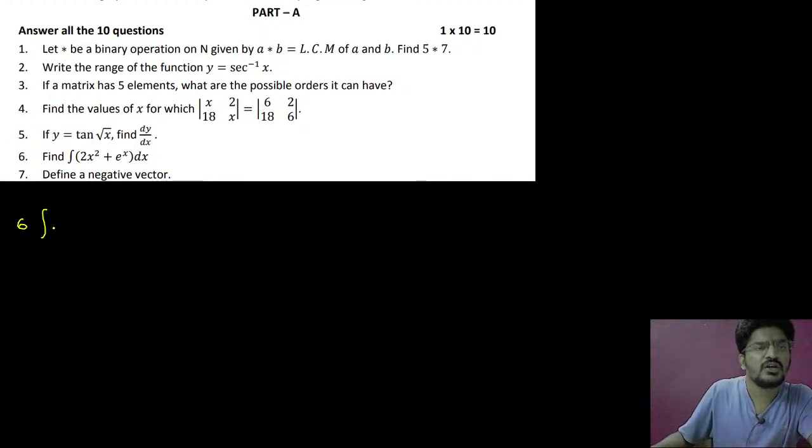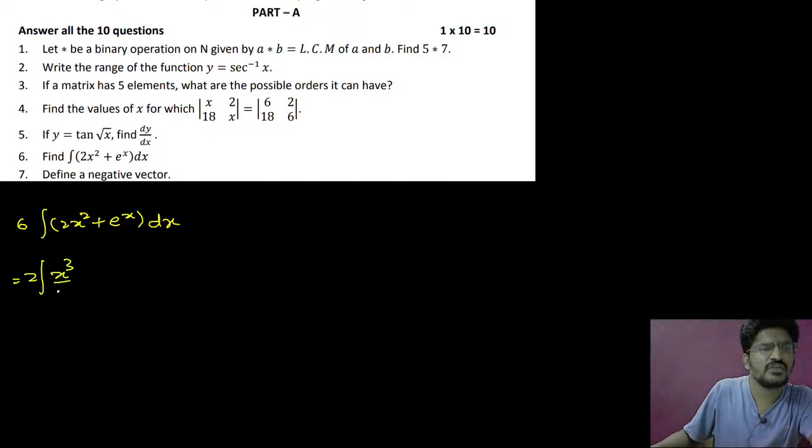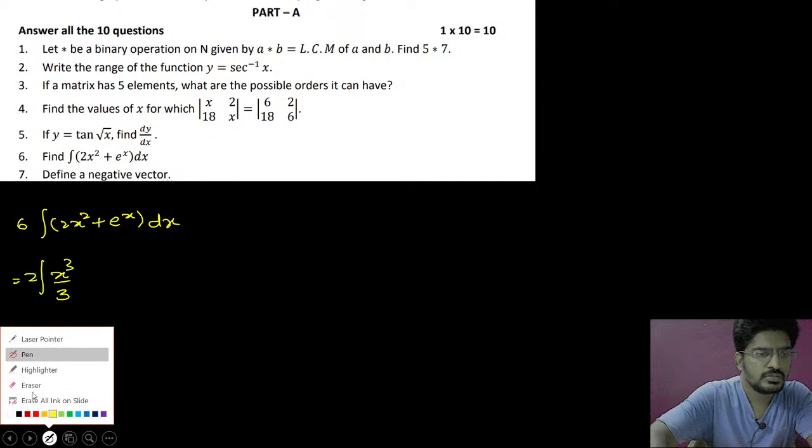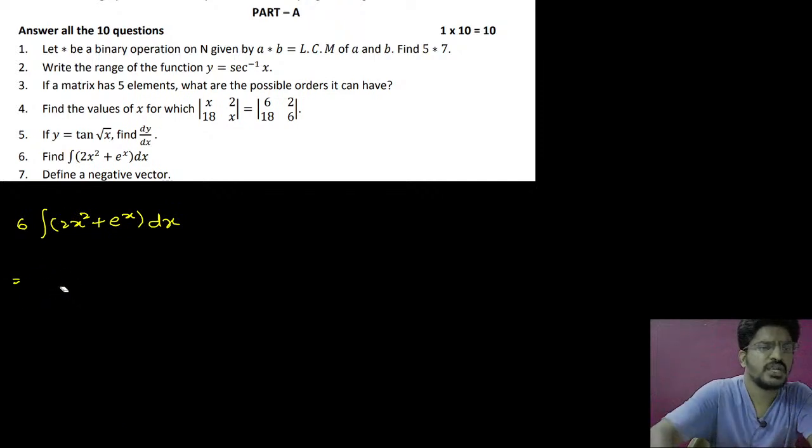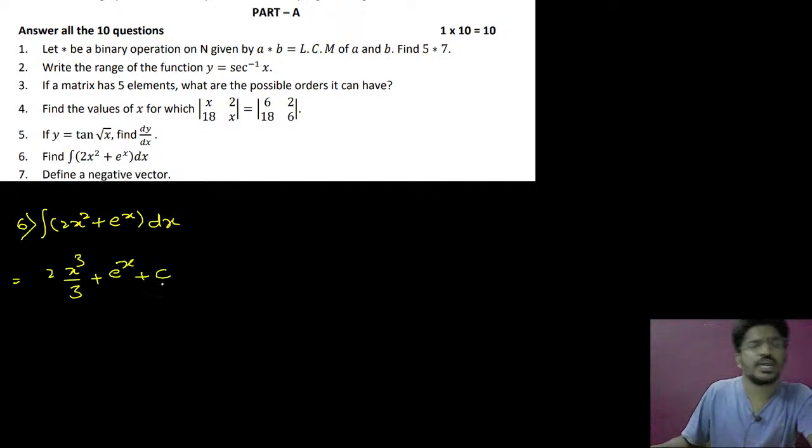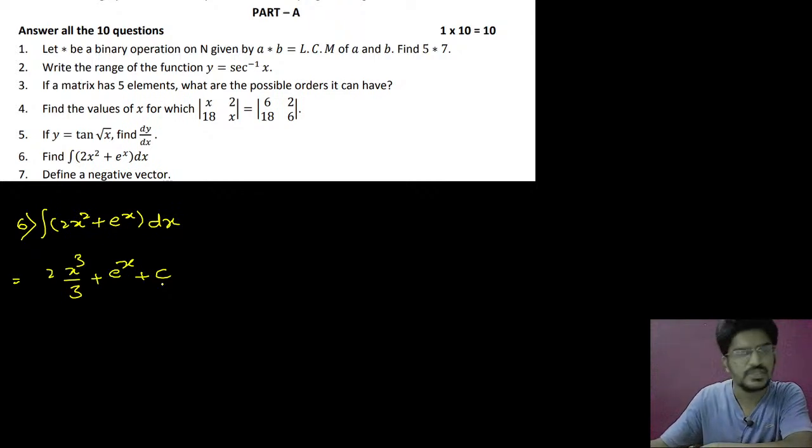Integration of 2x square plus e raised to x, dx. Okay, so you can see here, integration of 2x square is nothing but 2 constant, x to the power of 3 divided by 3. Directly I have written it, no problem. So integration of x square is x to the power of 3 divided by 3. Just see, 2 is constant, x to the power of 3 divided by 3, plus integration of e raised to x is e raised to x. So e raised to x plus c. Clear? Very simple problem. Integration of x square, a small kid can also do this. x cube divided by 3, integration of e raised to x is e raised to x, no problem.